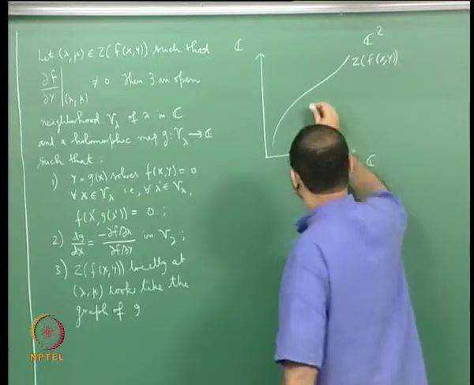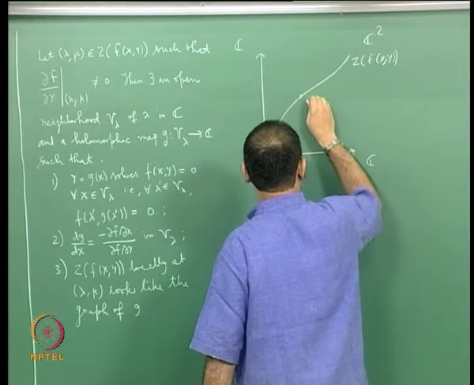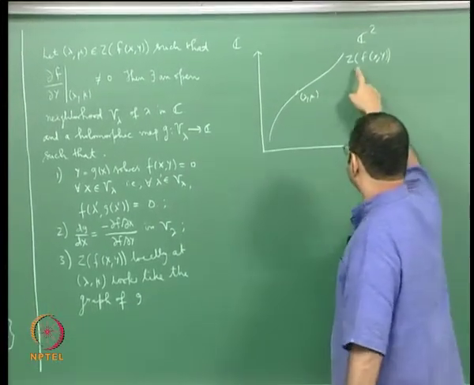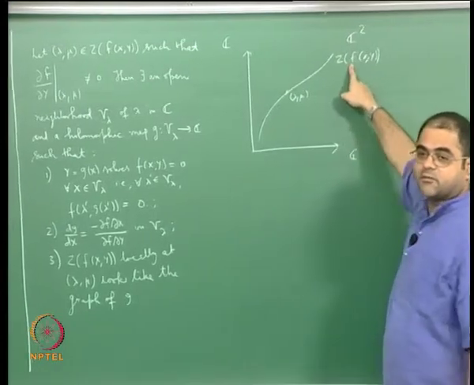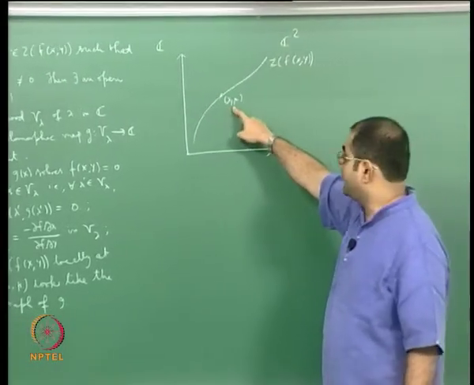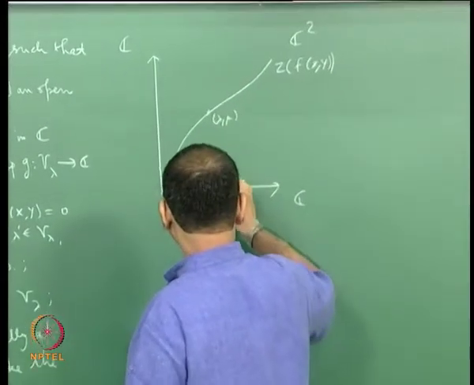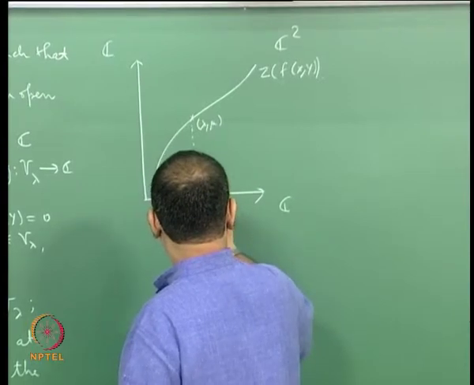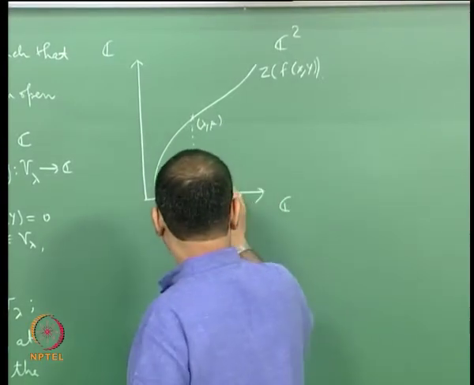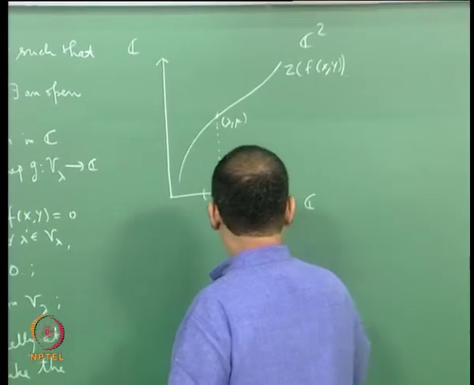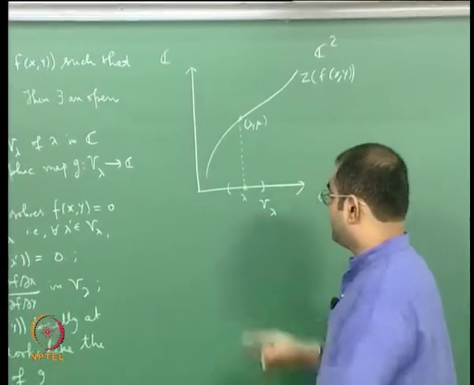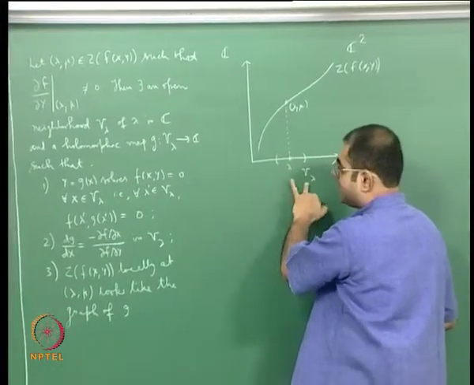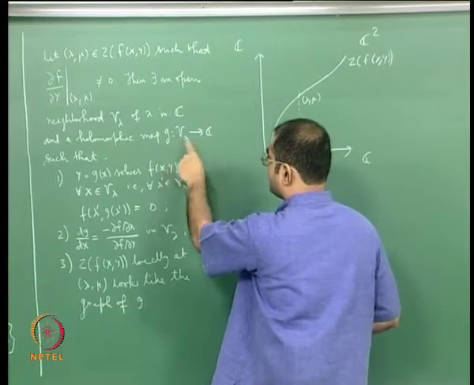Okay, and then you are choosing a point (lambda, mu) with the property that the first partial derivative of small f with respect to y at that point does not vanish. Then you project down here, you get this point lambda, and then you are able to find a V lambda. V lambda is an open neighborhood of lambda, and on V lambda there is a holomorphic map.